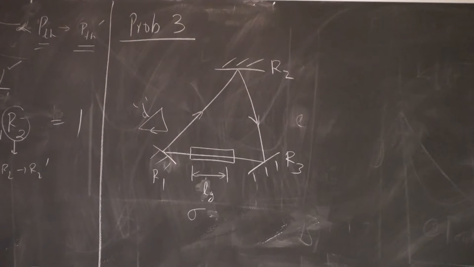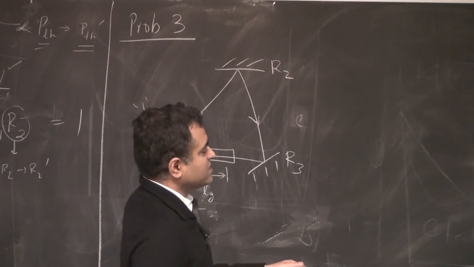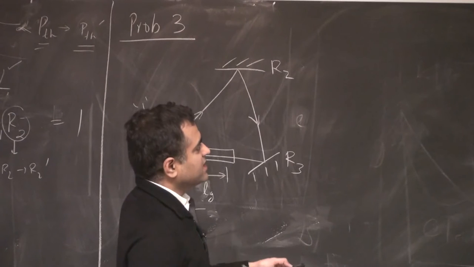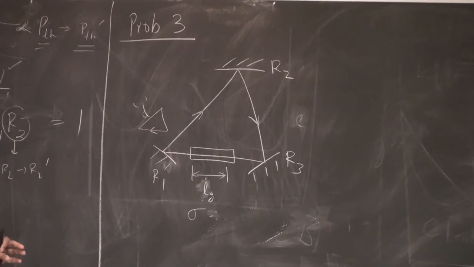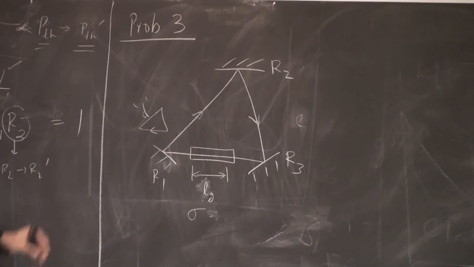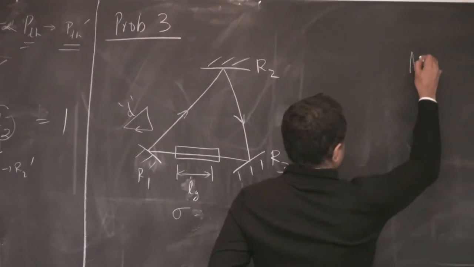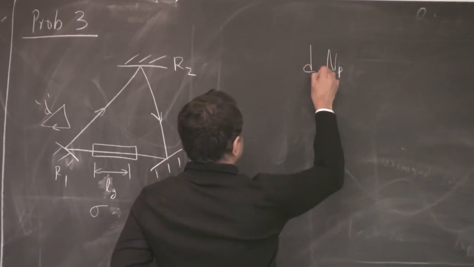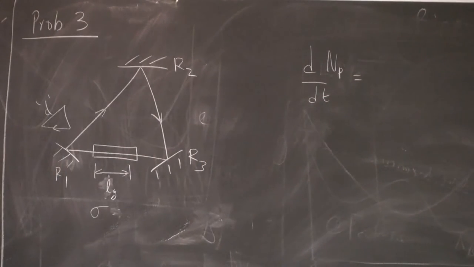Neglect all internal cavity losses and assume a stimulated emission cross-section this much at the center frequency of the laser, and calculate analytically the photon lifetime when there is no pumping. Was that clear? The concept of the photon lifetime is I have a certain number of photons inside the cavity, and how am I losing them? That's how you calculate the lifetime.